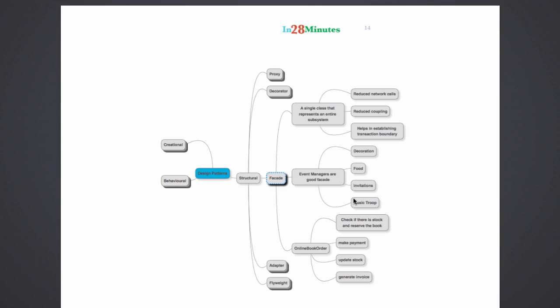The next pattern we would be looking at is the facade pattern. The definition of the facade pattern says a single class that represents an entire subsystem. Let's take the example of an event manager.